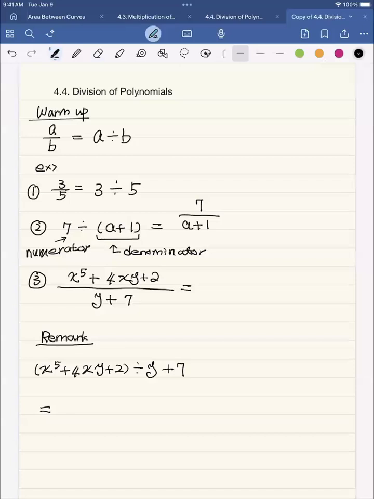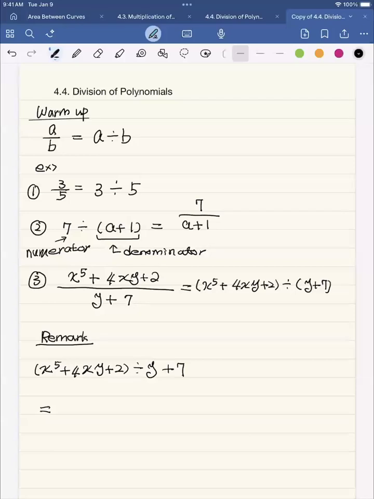We have x to the 5th power plus 4xy plus 2 divided by y plus 7. Algebraic expressions are in the numerator and denominator. In this case, there are multiple terms, so we have to use parentheses. So open parenthesis, x to the 5th power plus 4xy plus 2, divided by what's in the denominator, but we have to use the parenthesis, y plus 7.